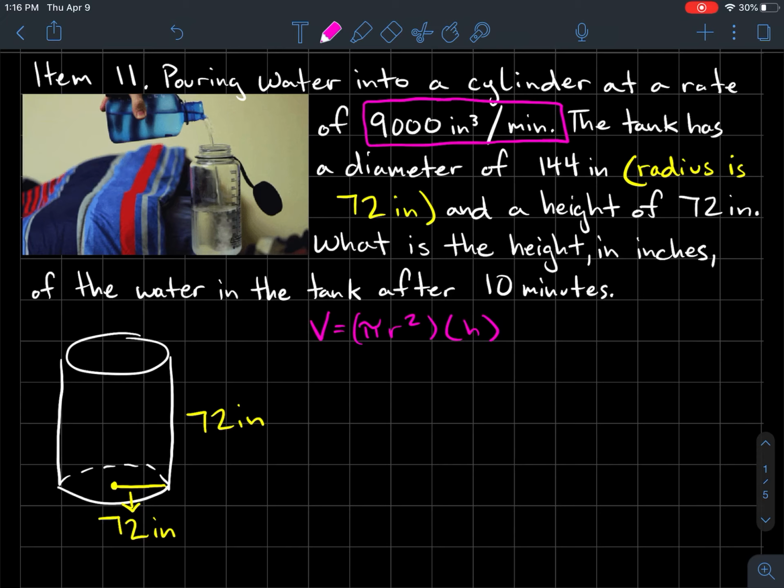And after we find that out, guess what we're going to do with that number if we're looking for 10 minutes worth of height of water in that cylinder? If you thought in your head you're going to multiply by 10, you're absolutely correct. So let's work through this step by step. First thing, 9,000 inches cubed is the volume. So instead of V, we're going to write 9,000 inches cubed. And that's going to be pi, right, times the radius squared times the height.